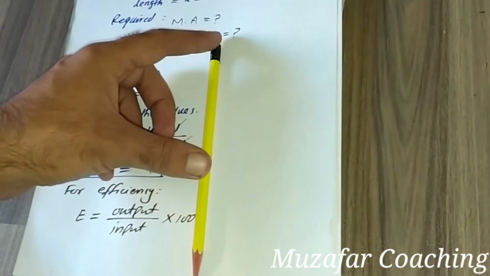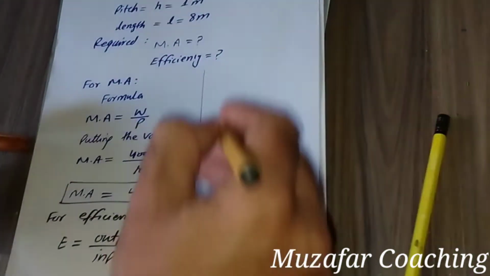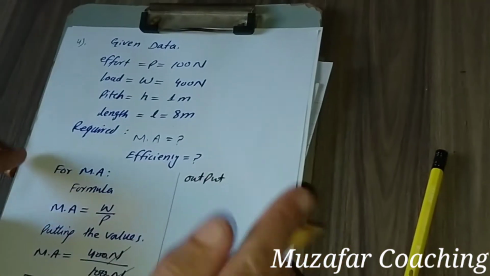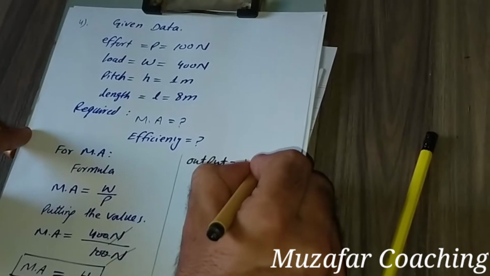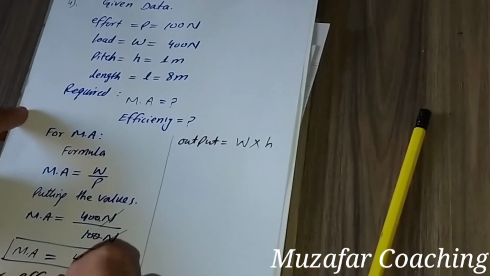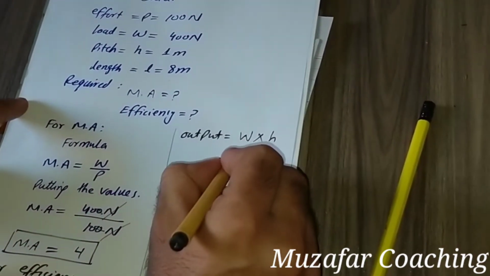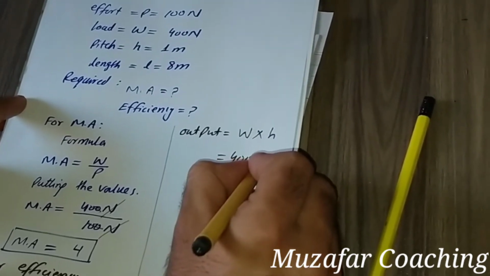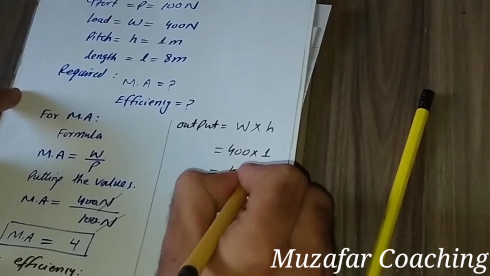Now I'm making the remaining question over here. First we will find the output. The formula to find output is W multiplied by H, where W means weight. Weight is 400 and H is 1. After solving this we get the value, that is 400 joules.